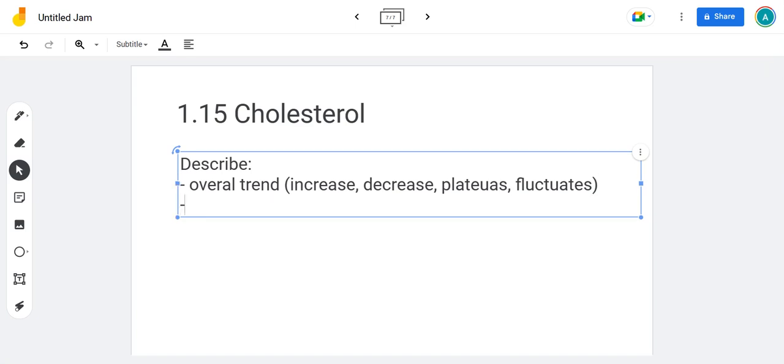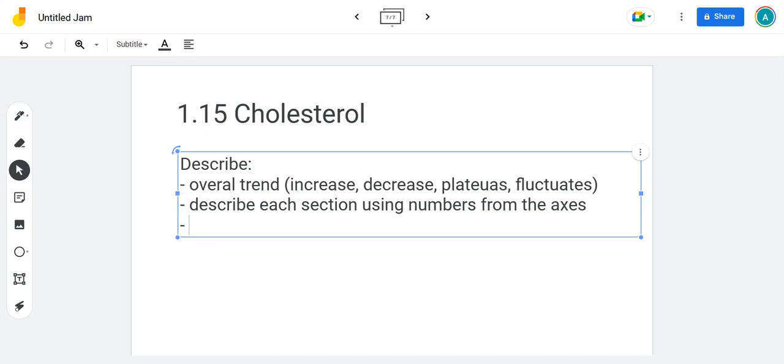Then you need to split it up into sections and describe each section using numbers from the axes. So you need to say that it increases from 10 up to 20. Use the exact words that they use on the axes as well. Use the units. Make sure you use numbers in your quote. So it increases from this to this, then it fluctuates between here and here. Quote the numbers.